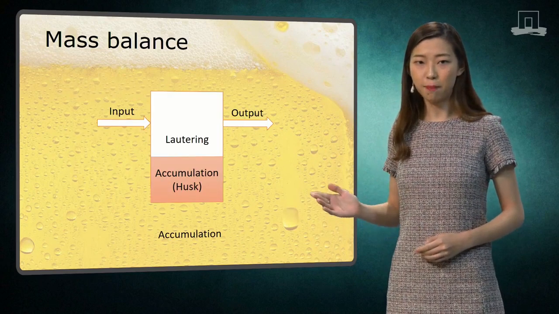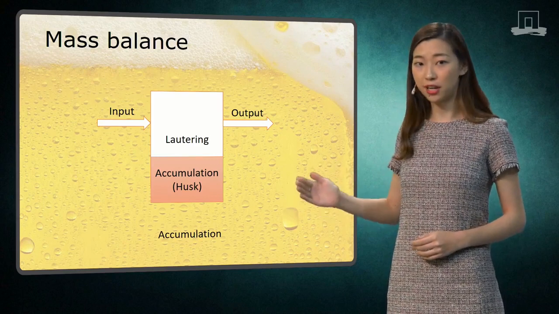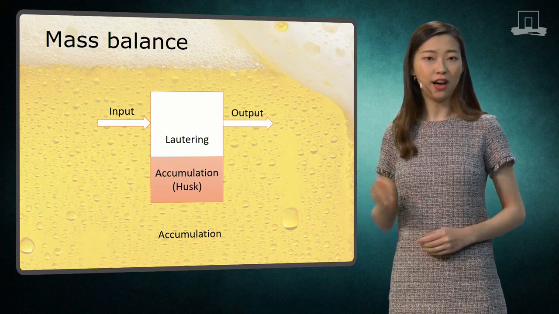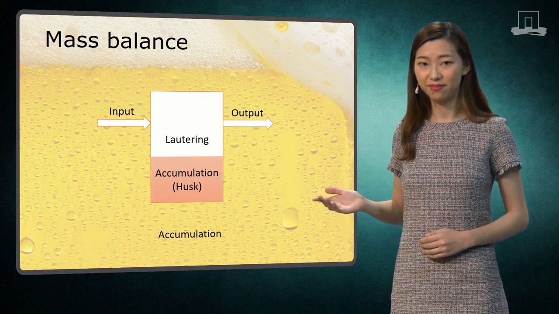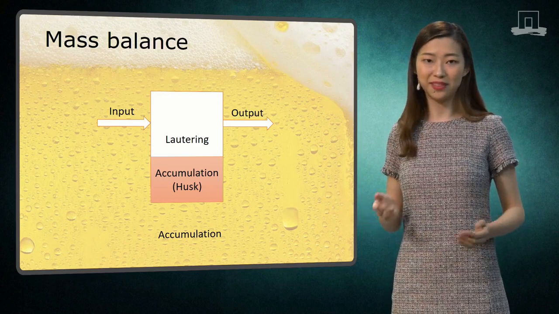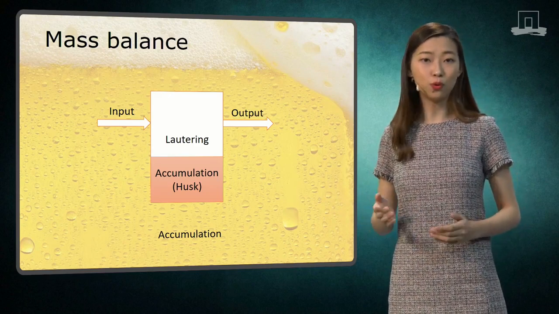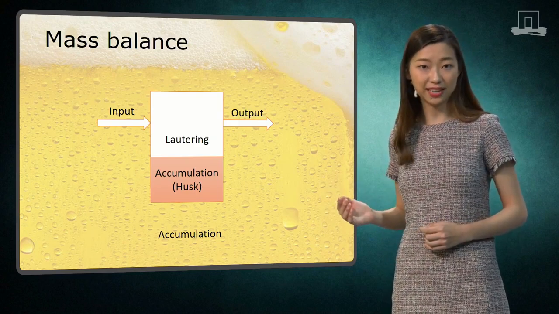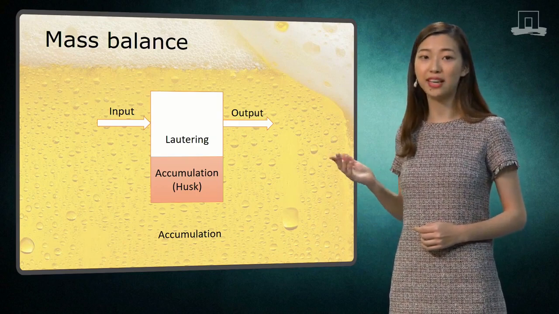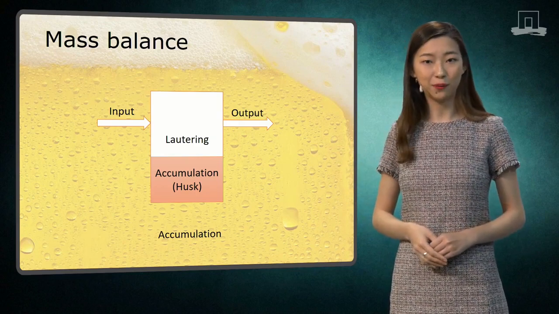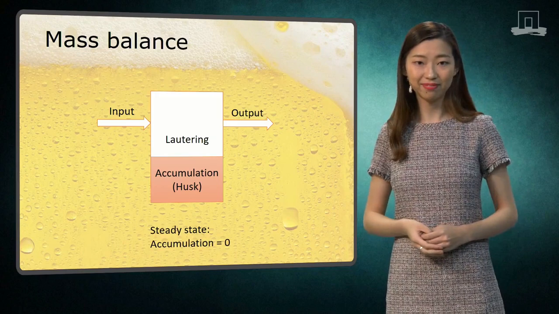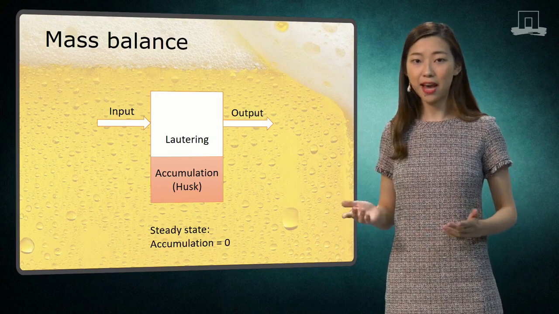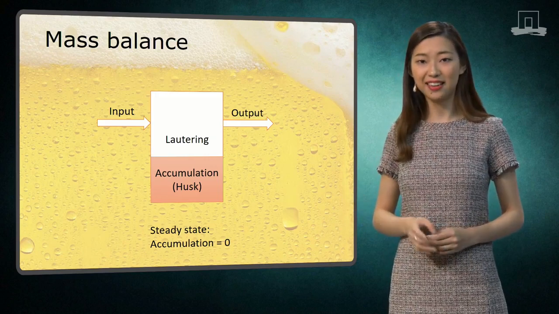Accumulation means that a part of the mass remains in the production unit. That is what happens in the lautering step. The husk accumulates on the filter. Of course, a mechanism needs to be present that constantly removes the husk. At a certain moment, the rate of the husk entering the machine and the rate of husk being removed is equal. This point we call the steady state. At the steady state, the accumulation equals 0. The amount of husk that remains in the machine is constant.